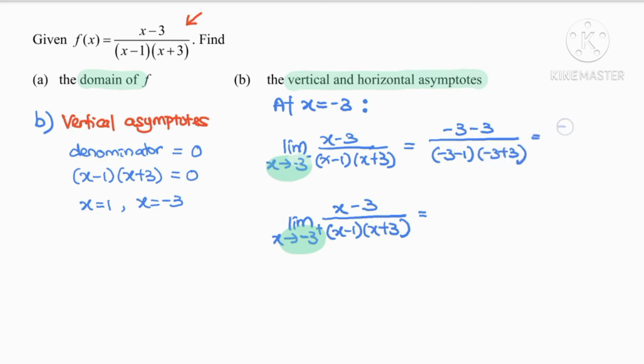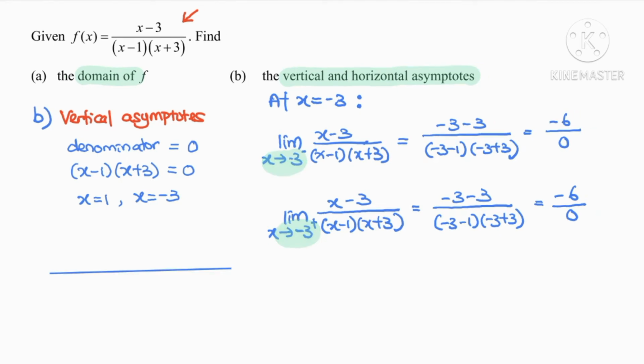So we get here -6 over 0, and this one is the same, -6 over 0. Now we are going to substitute values that are close to -3 from both sides. Here is a number line, so I put here -3. Now let us find the value that is close to -3 from the left side.